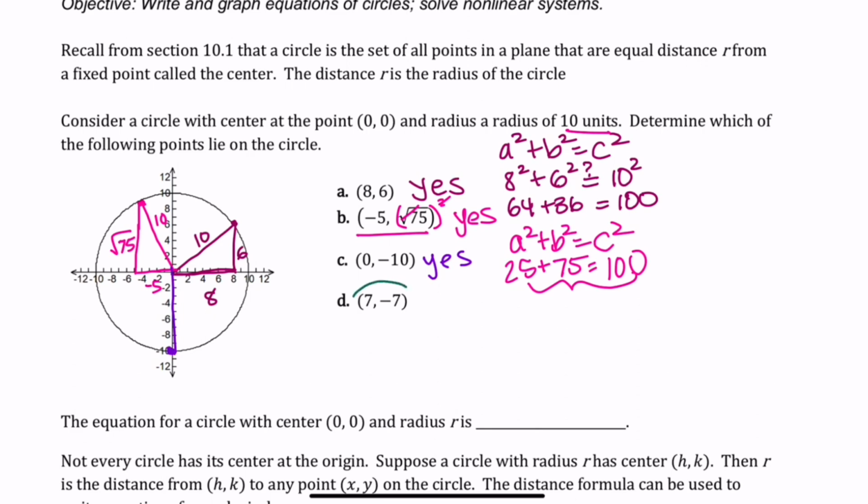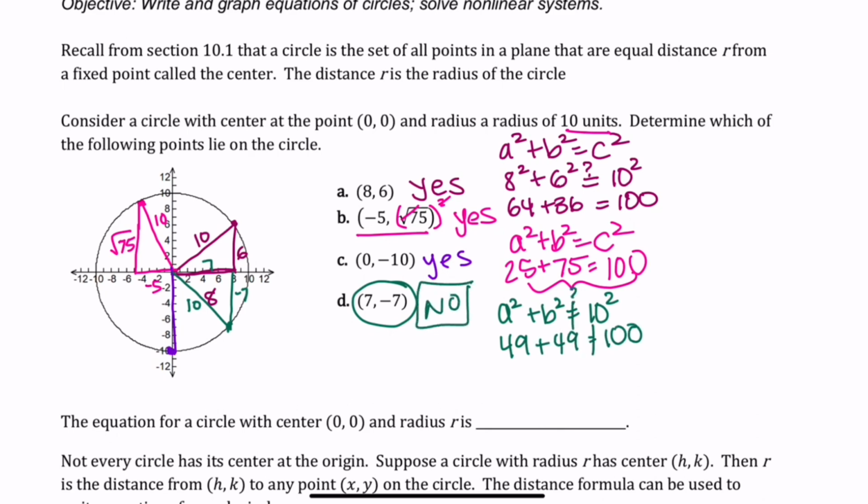Now our last one is the point (7, -7). If we go over 7, down 7, that's going to be somewhere here. And we want to know, is this a right triangle? Remember, the radius of the circle would be 10, and we have a side length of 7 and a -7. So I'm going to use the Pythagorean theorem. My legs: 7 squared is 49, and -7 squared is also 49. This does not equal 100. So no, this would not be a point on the circle.